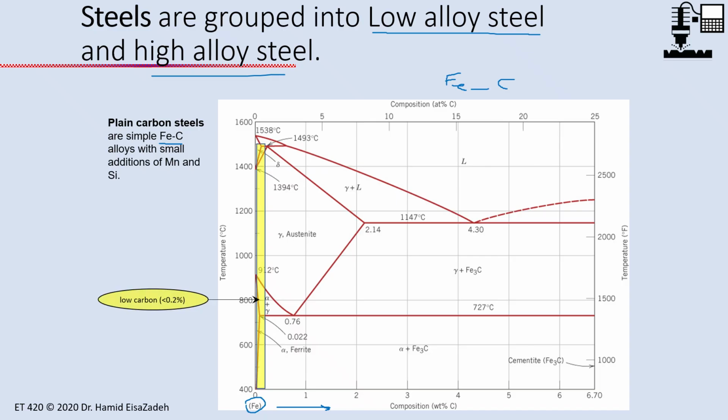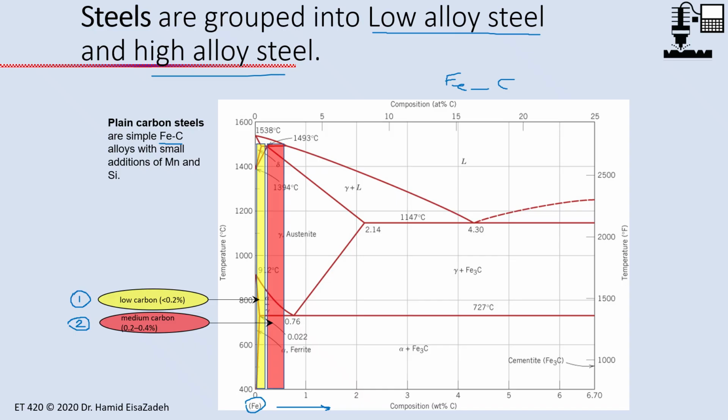The first steel that we want to mention is low carbon steel. The amount of carbon in that steel is up to 0.2 weight percent. We have four types of steel here. The first one is low carbon steel. Actually, we are mostly interested in three of them. The last one is not very applicable in industry.